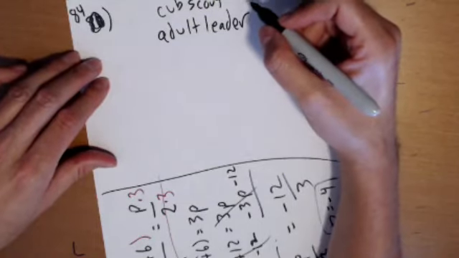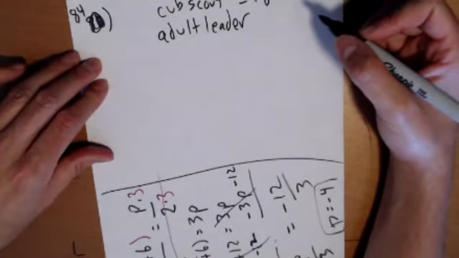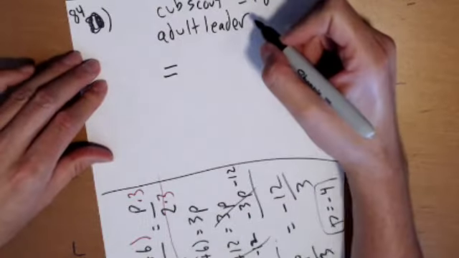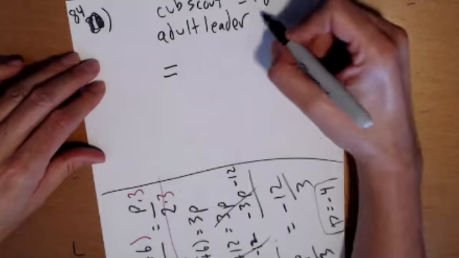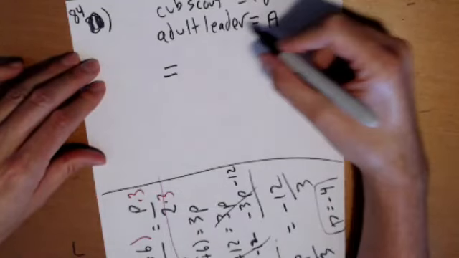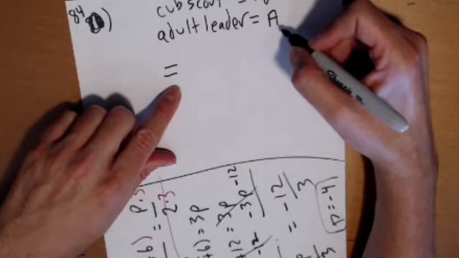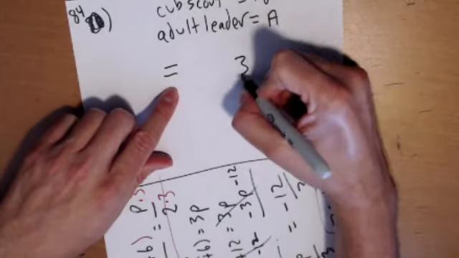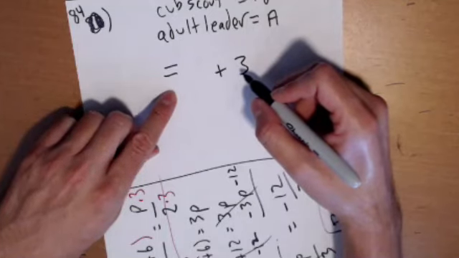Okay, there are 18 Cub Scouts. Cub Scouts, 18. Okay. The number of scouts is, so is an equal sign, the number of scouts is 3 more than 5 times, I'll say adult leaders is A, is 3 more than 5 times the number of adult leaders. So 5 times the adult, so 3 more, right, plus 3 more than 5 times the number of adult leaders.